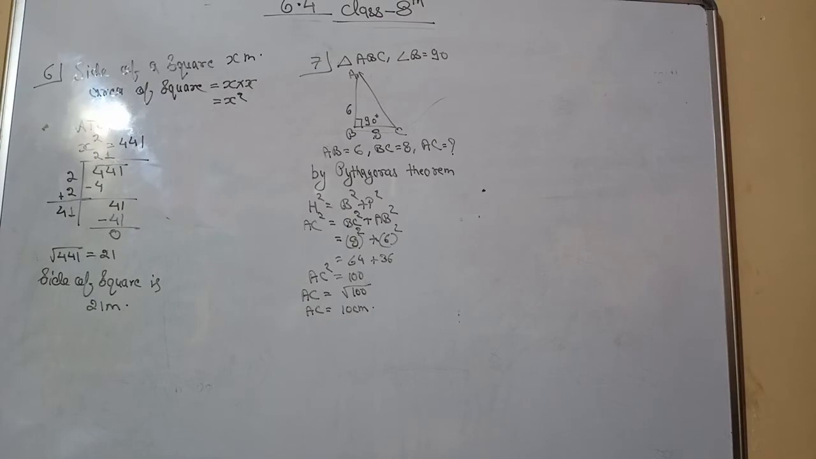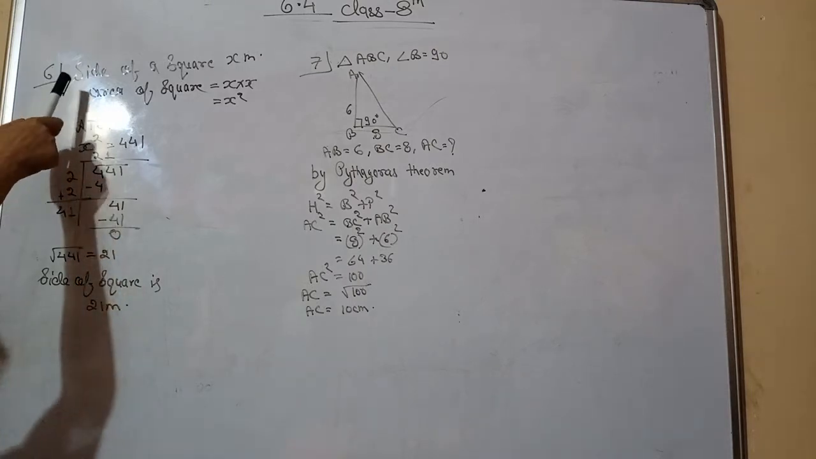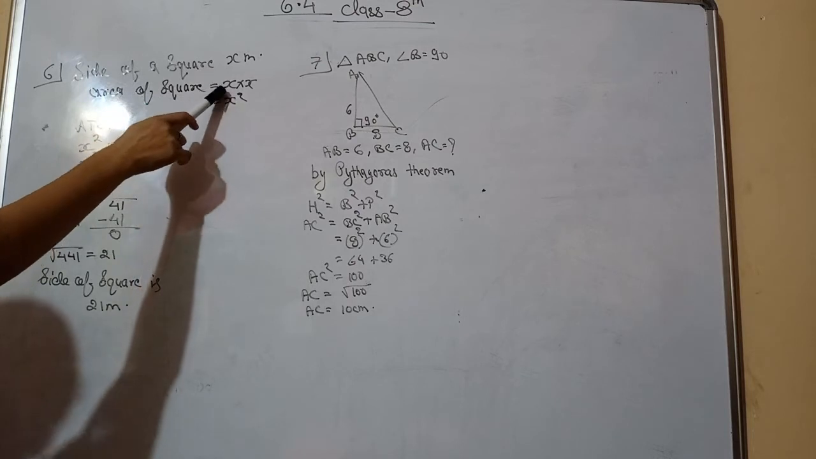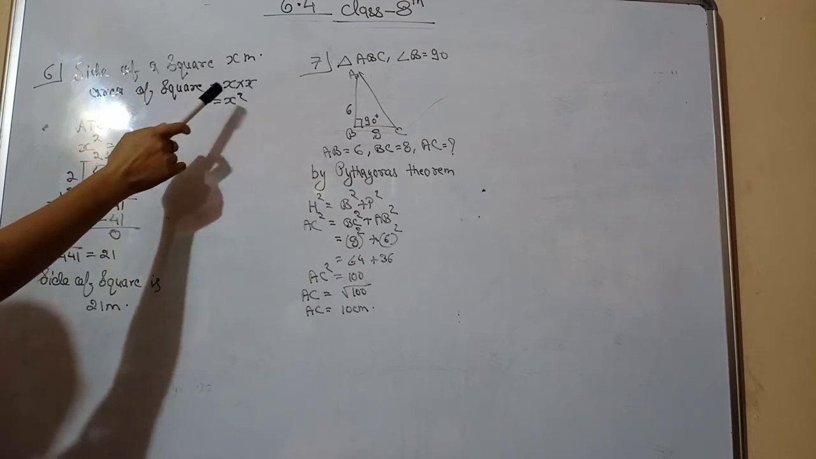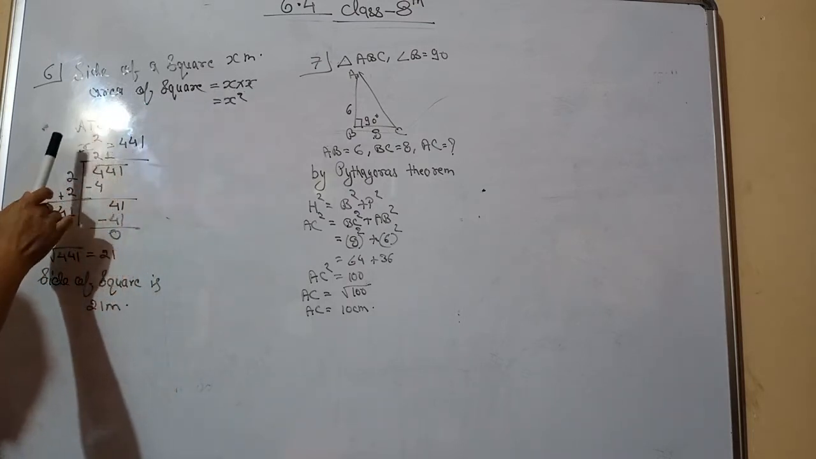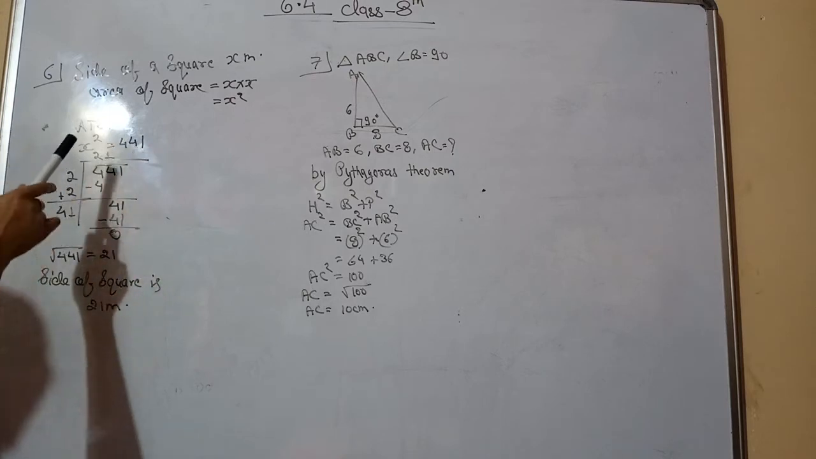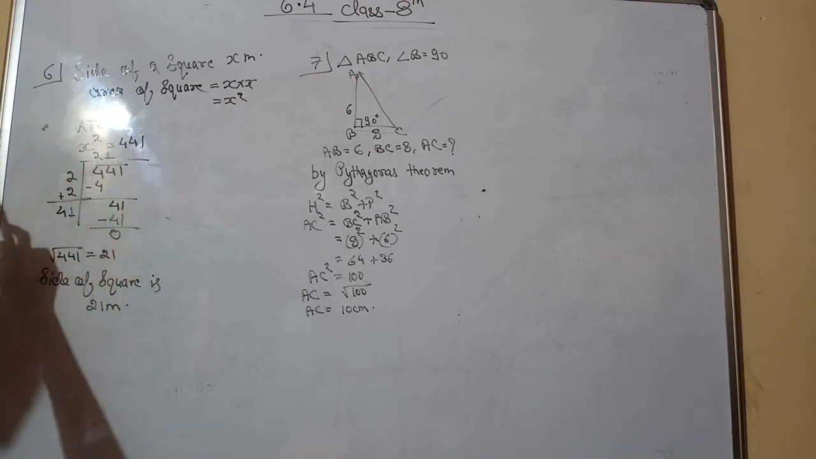Now see what is given in question number 6. Find the length of the side of a square whose area is 441 meter square. We don't know the side, so let us take the side of the square as x meter. We know that the area of a square is side into side, which is x square. According to the question, the area is 441 meter square. So let us find the square root of 441.